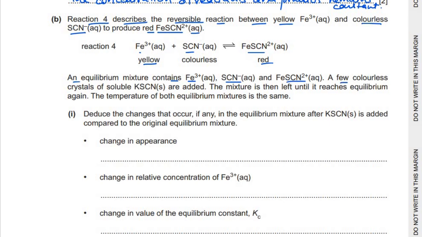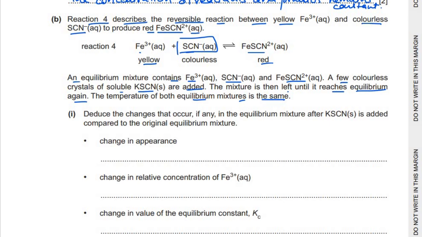A few colorless crystals of the soluble KSCN are added. That is, we are adding this in more form. Now the mixture is then left until it reaches equilibrium, so a new equilibrium is established again. The temperature of both equilibrium mixtures is the same.